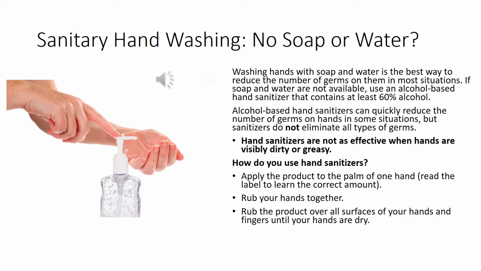Well, apply the product to the palm of your hand, rub your hands together, and rub the sanitizer all over the surfaces of your hand, the back, your fingers, in between your fingers, and rub until your hands are dry. That allows the hand sanitizer enough time to work to kill those germs. So there you have it. Sanitary hand washing from the Center for Disease Control.